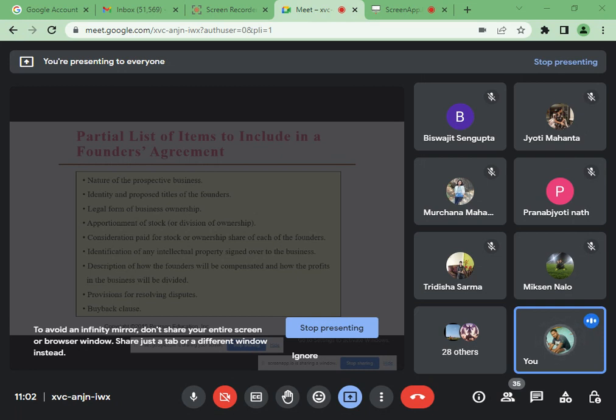Partial list of items to include in a founder's agreement. What are the items that you can include in a founder's agreement? Nature of the prospective business, identity and proposed titles of the founders, legal form of business ownership, apportionment of stock or division of ownership, consideration paid for stock or ownership share of each of the founders, identification of any intellectual property signed over to the business, description of how the founders will be compensated and how the profits in the business will be divided, provisions for resolving disputes, buyback clause. So this is a partial list of items in the founder's agreement.